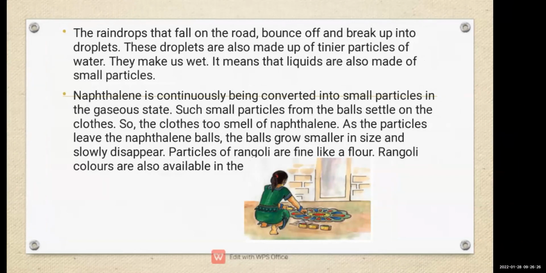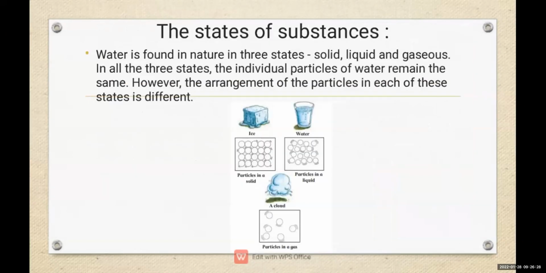Okay, same like that. The states of substance. Now we see the states of substance. Water is found in nature in 3 states. As you told me, there are 3 states of water: solid, liquid, and gaseous. In all the 3 states, the individual particles of water remain the same. However, the arrangement of particles in each of these states is different.